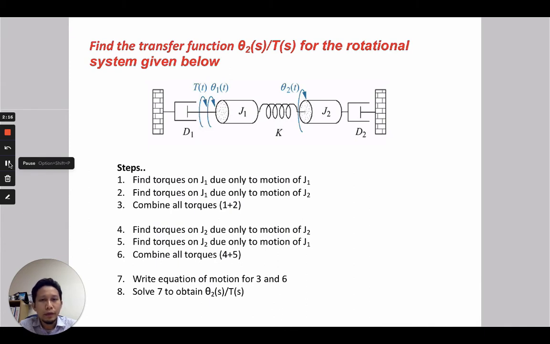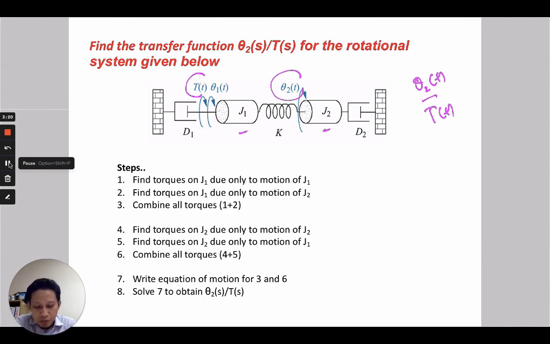The way we find the equation for this rotational system is similar to what we have learned in the translational system, where we can replicate the steps, but in this case we want to find the rotational system. So for example, we have two inertias, J1 and J2. So this is actually 2 degrees of freedom, so we have two equations for this rotational system. The output is theta 2 and the input is the torque T. So we want to find theta 2 over T, the transfer function of this rotational system.